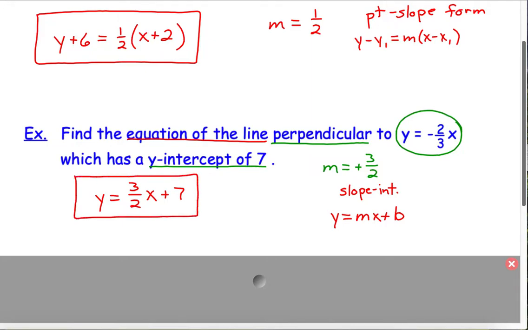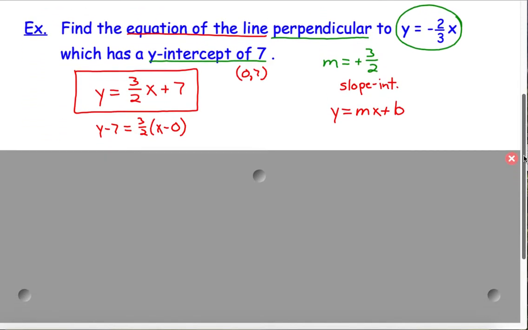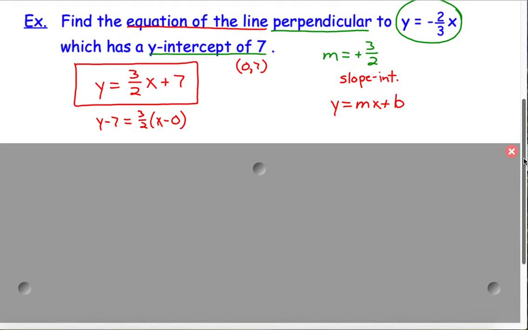I guess if you wanted, if the y-intercept is 7, that tells you it goes through the point 0,7. So we could have used point slope form, but when you set it up, it would become y minus 7 equals 3/2 x minus 0. And you can see that if we just move that 7 to the other side, we'd have that point slope equation. So once again, decide which equation is easiest for you and go with that.